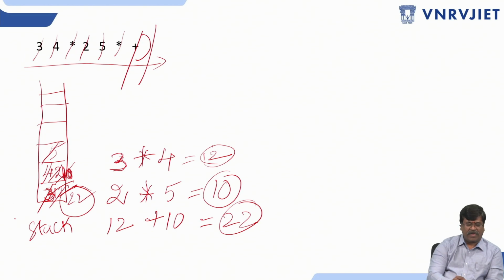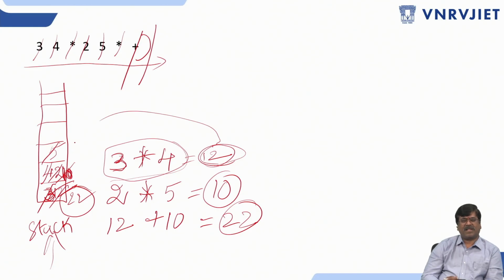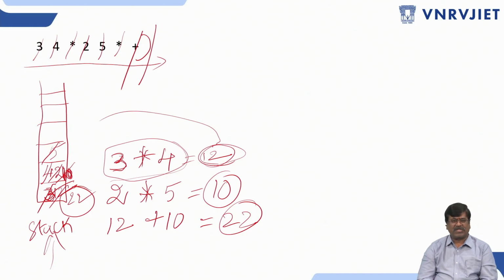So this is how we can use the stack to store all the operands, and whenever we encounter an operator, we take two values from the stack and apply this operator to those two operands. We calculate, and that result we send back to the stack. These are the steps we follow for evaluation of the postfix expression.